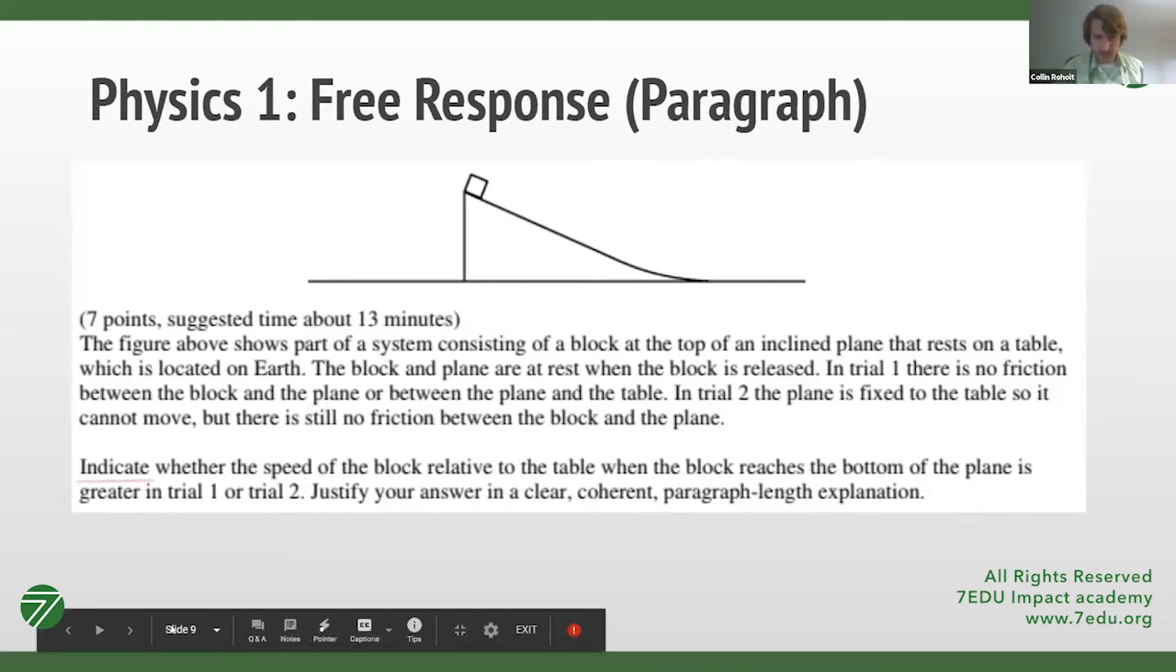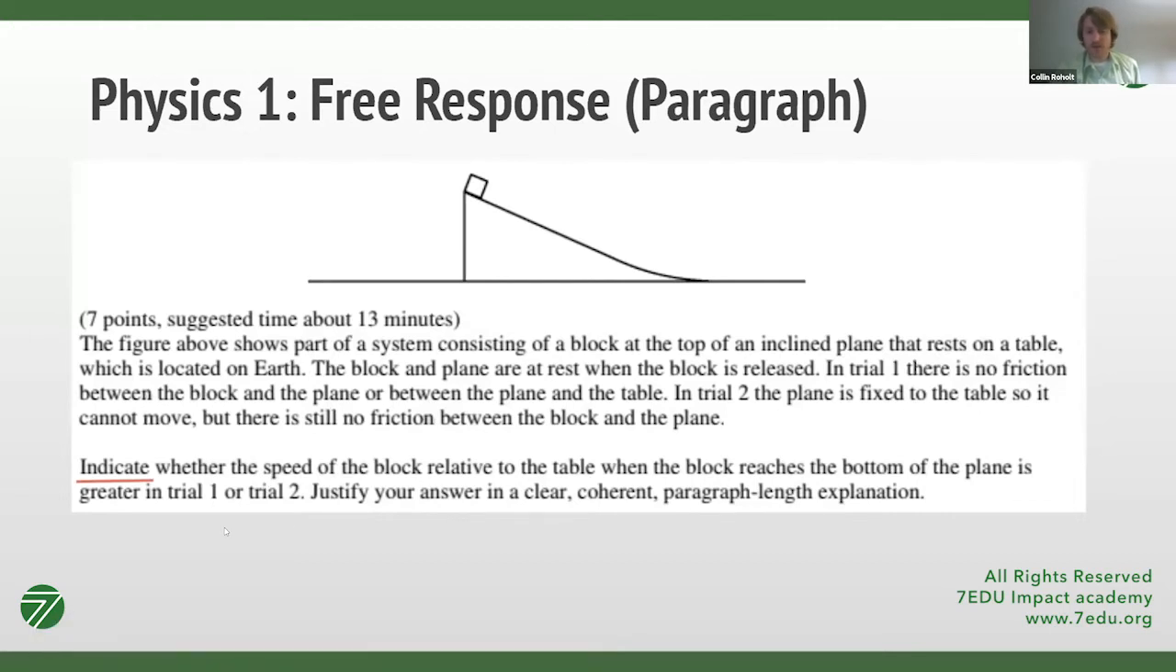So how we would analyze that: indicate whether the speed of the block is going up or down, which would be probably 1 point. The rest of the points involve how you explain that, what physics principles you show, and then you have to justify that in your clear paragraph length response. On this one, they give you a point for just mentioning the use of conservation of energy, a point for using momentum, and a point for correctly using the different physics principles that you'd have to use to analyze this question.